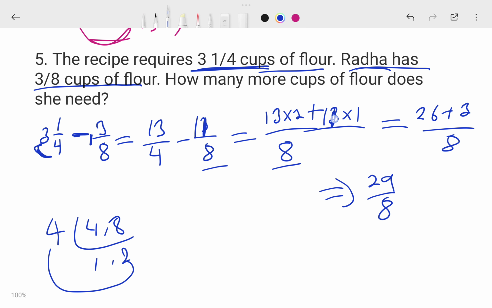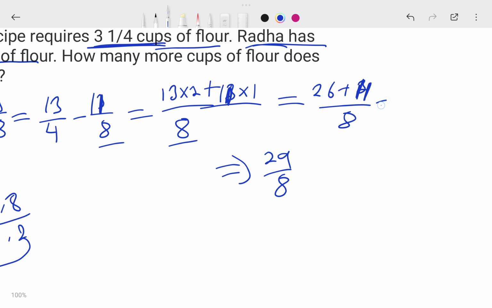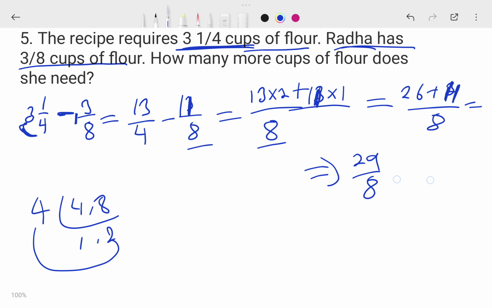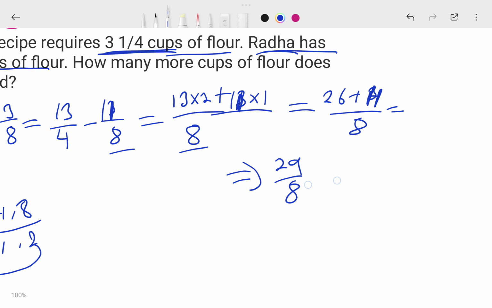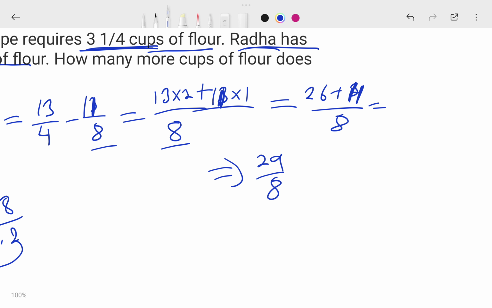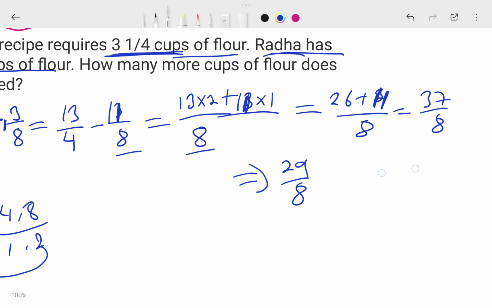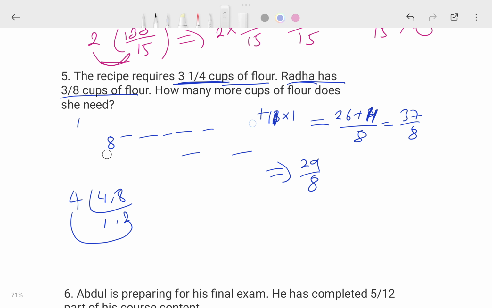So here it is 11. So it is going to be what? It is going to be 11 here only. Okay, now if you do this one, this is going to be 26, right? And okay, 8 plus 3 is 11. Okay, right. So now it is going to be 37 by 8. And now what happened, let's see, actually we don't have to add here. Oh my god, let's start this question again.